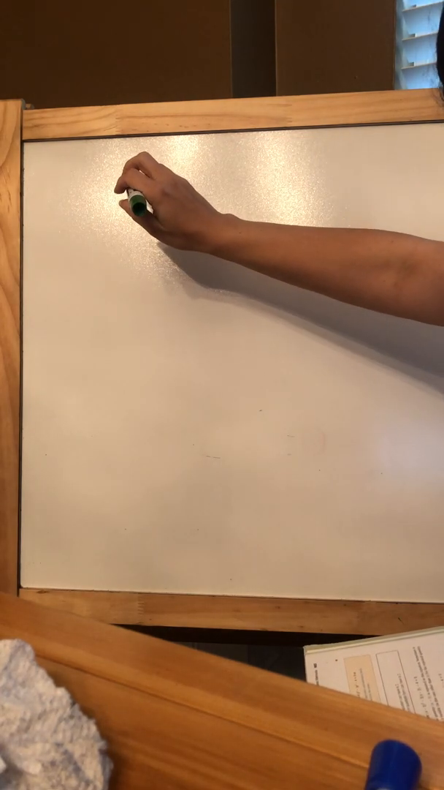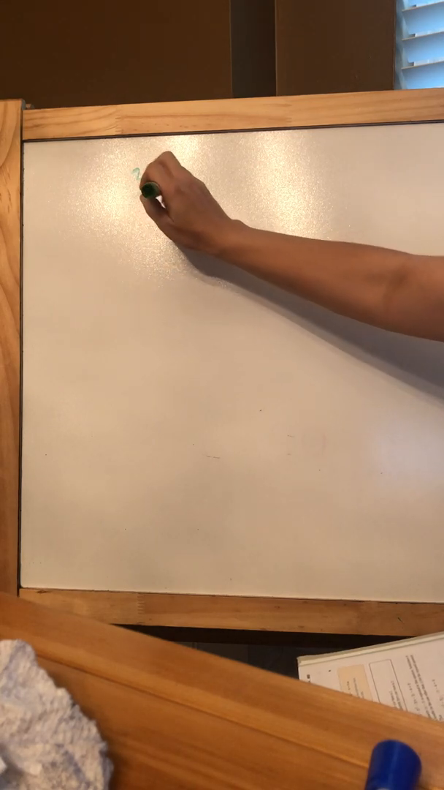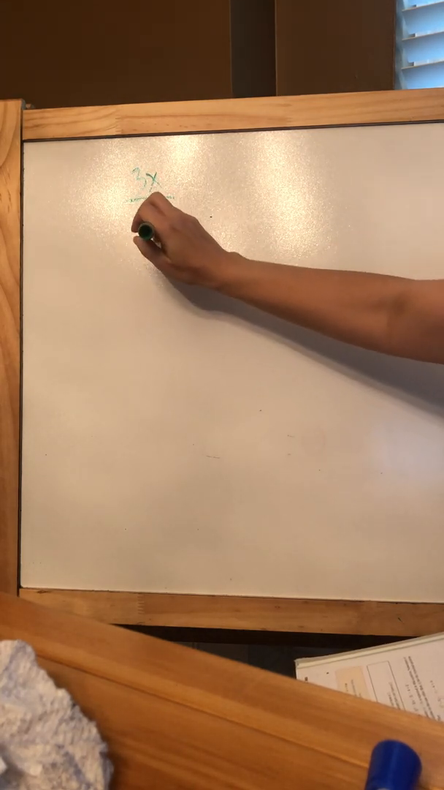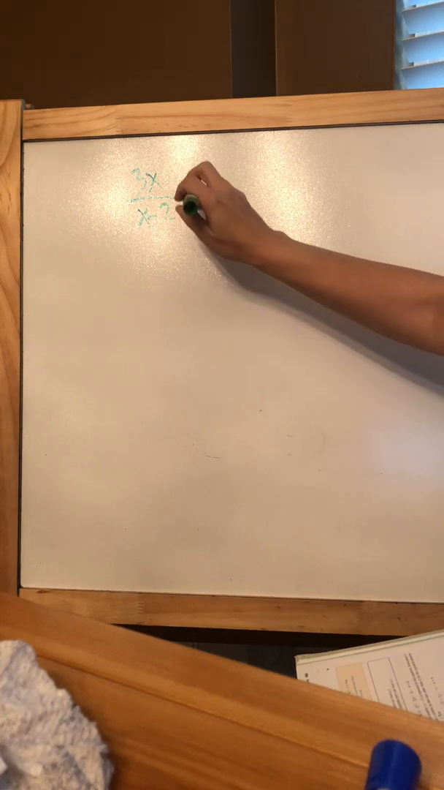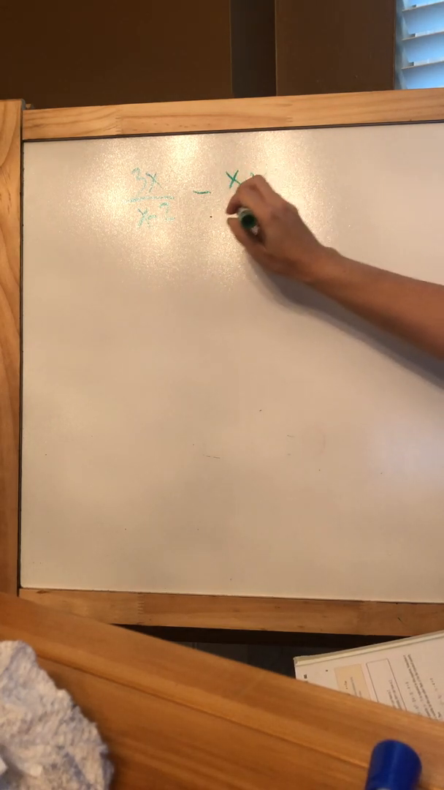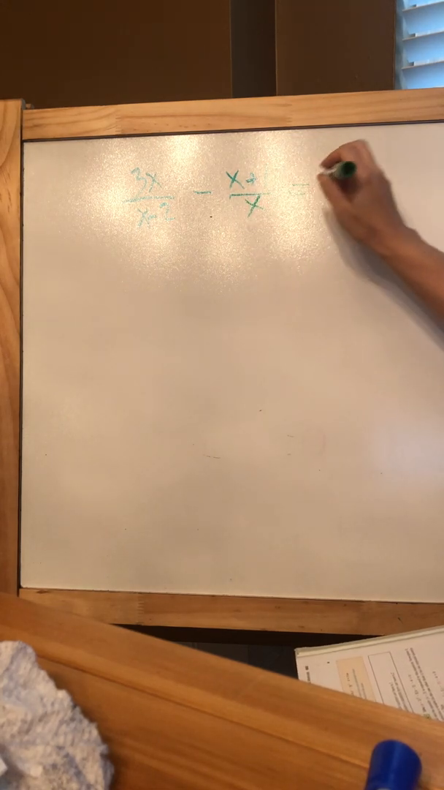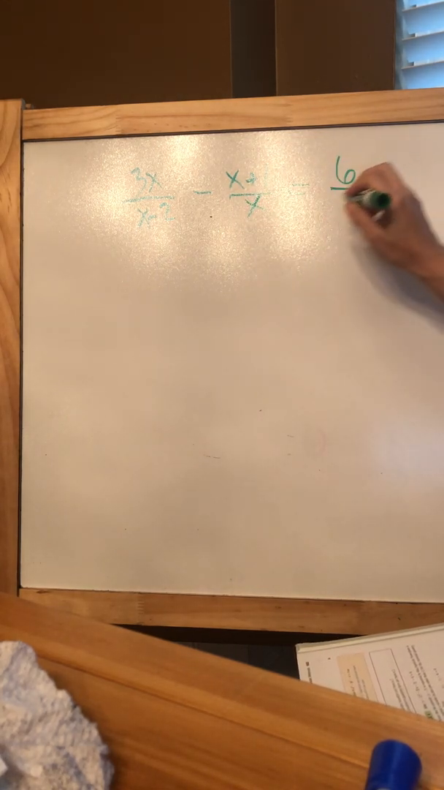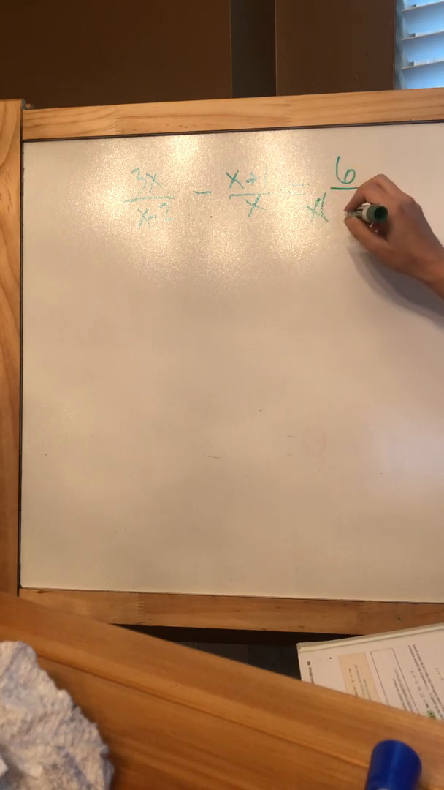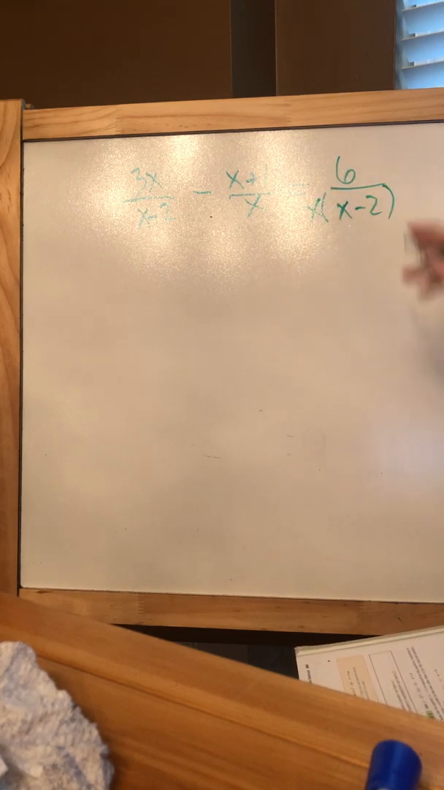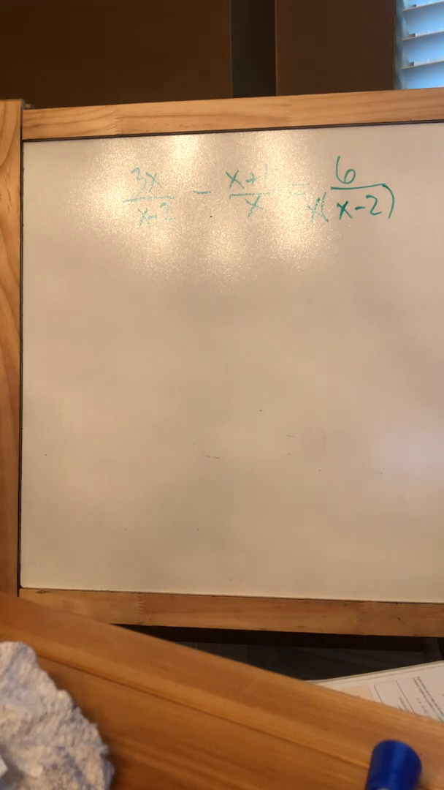Example 2, we have 3x over x minus 2 minus x plus 1 over x equals 6 over x times x minus 2. Okay. This might look like a really difficult problem, but you just need to rework a little bit, use what you know about algebra, and you can actually solve this one quadratically.